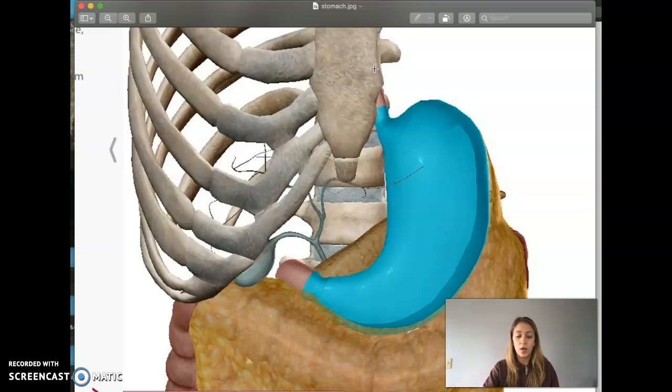So ways that people can manage their GERD is through lifestyle changes, maybe cutting back on the fatty foods, less caffeine, that kind of thing. People can also take medications, and there's also over-the-counter antacids that can help with reflux. So that is just a little bit about the digestive system and the organs that are associated with it.